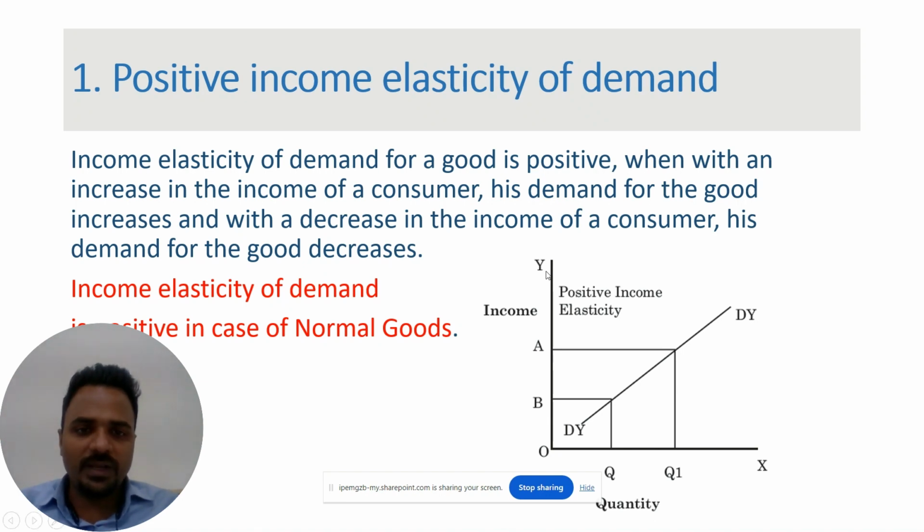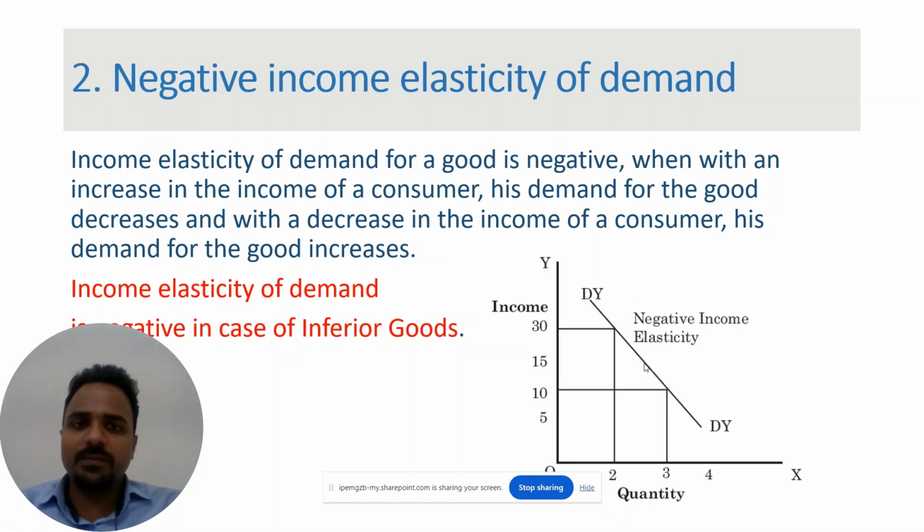The same we can see in our diagram: when income rises from B to A, then quantity demanded also increases from OQ to OQ1. So the income demand curve is upward sloping because there is a direct relationship between income and demand for normal goods.